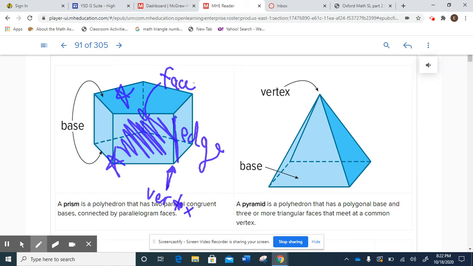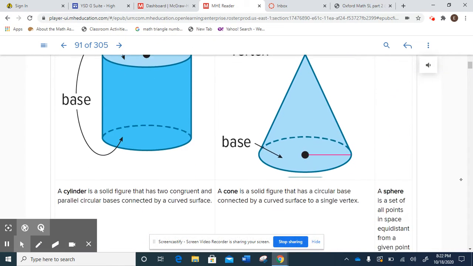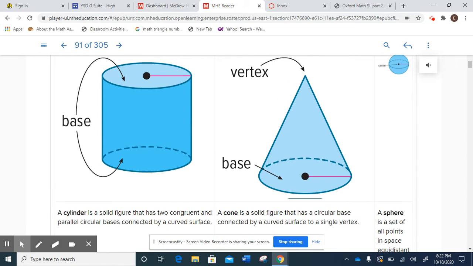Okay. On the right side, we have a pyramid. It's basically where your edges come to a point. So we have a prism, which is basically a parallel shape, and then we have a pyramid which meets up at one point. And you can have a bunch of different types of pyramids and prisms. And we'll go over those at the bottom. So these are the main ones that have their own specific name.